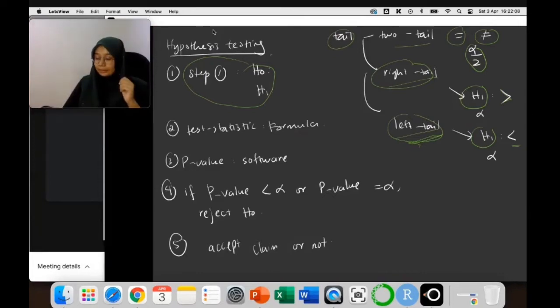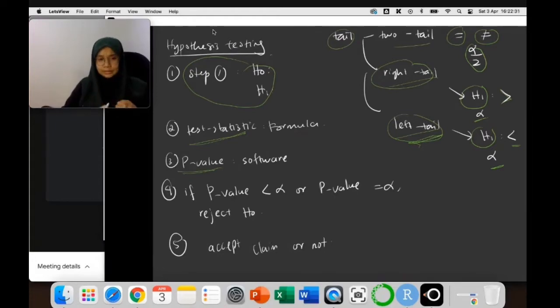And then alpha for the one tail cannot be divided by 2 because the shaded region is only 1. Okay, so step number 2 in your hypothesis testing, you have to calculate your test statistic. We will use the formula. And then step number 3, compute the p-value. So the software will compute the p-value for you.